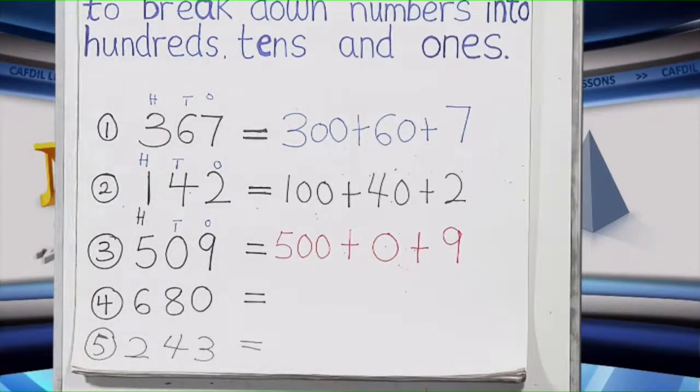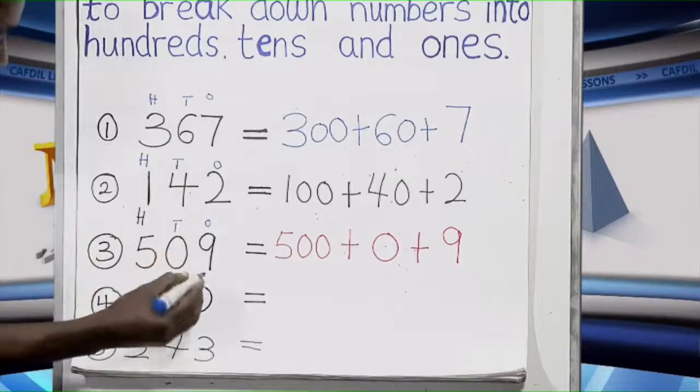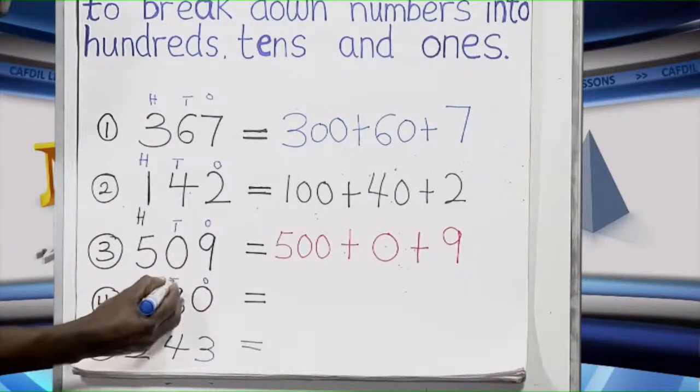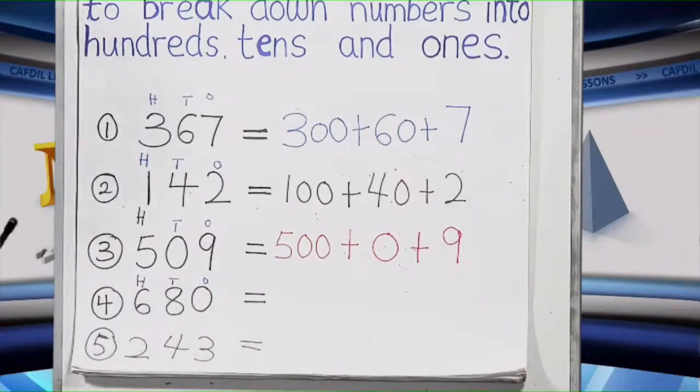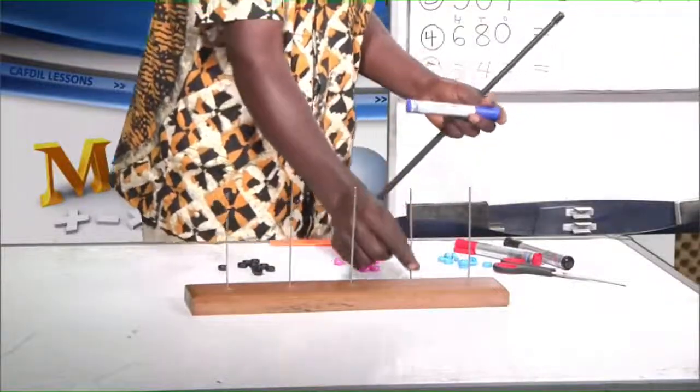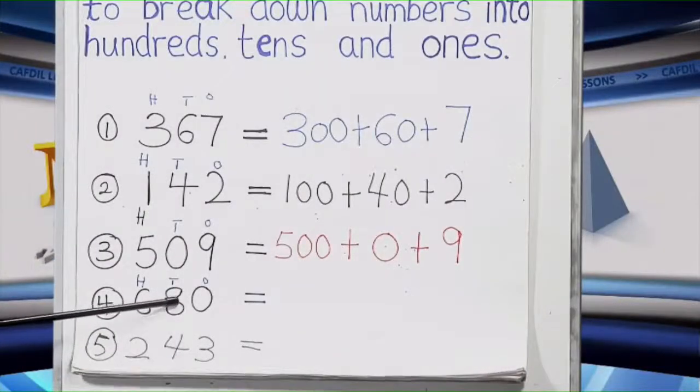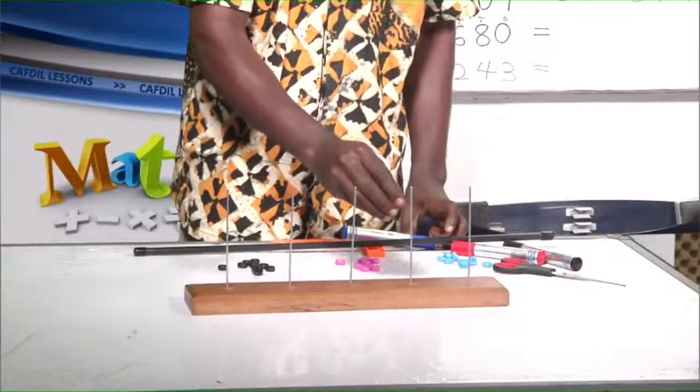509. Let's look at number 4. For number 4, you can see that for the ones column, we are not going to put any bead here because the number there is what? 0. So for the ones column, we are not going to put any bead there. This is the ones column here. We have the tens column and then the hundreds column. Now let's come to the tens column. What do we have there? 8 tens. Again, 8 tens. So we are going to count 8 under the tens column.